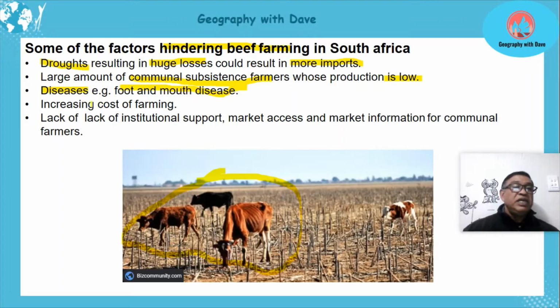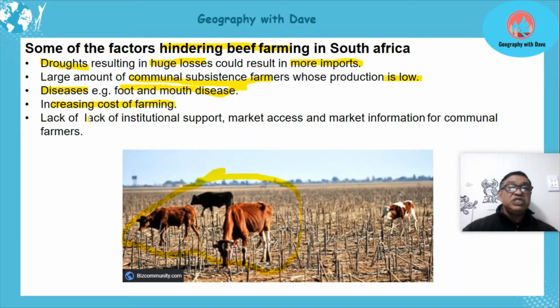Increasing costs of farming make it difficult. You know, your father and mother or guardian is complaining, whoa, the price of this and that is too much. We can't afford it. Remember, the farmers' costs also go up, and they can't drastically increase prices, because then people may just not buy. So that is a factor that hinders.